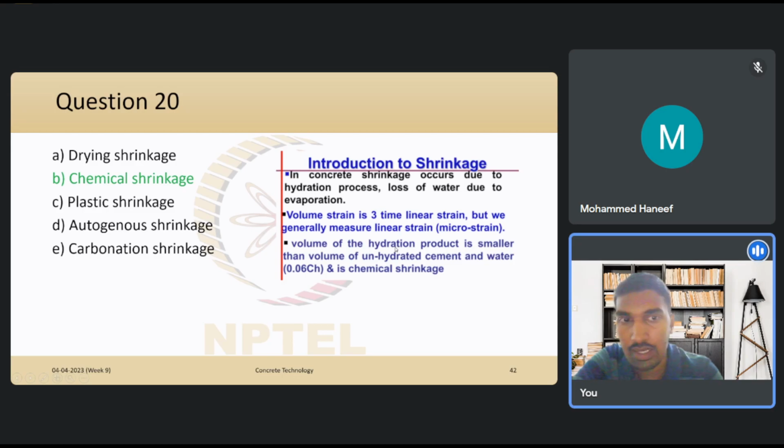Because of this hydration reaction, the shrinkage that occurs is called the chemical shrinkage, right? The drying shrinkage is actually because of the loss of water by evaporation, right? So here it is loss because of the hydration process, which results in the formation of the hydration product whose volume is lower than the initial volume of the unhydrated cement and water, right? So by definition, that is what we call the chemical shrinkage. Okay, so the right option is option B.